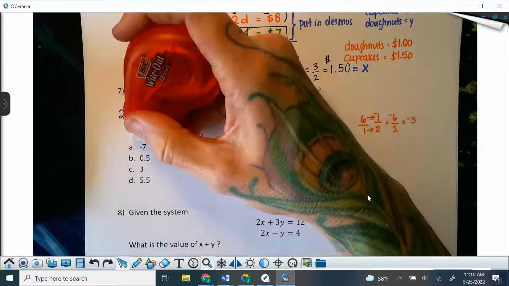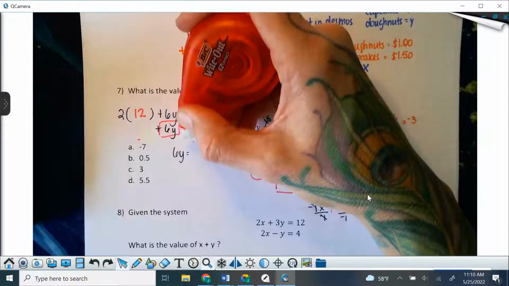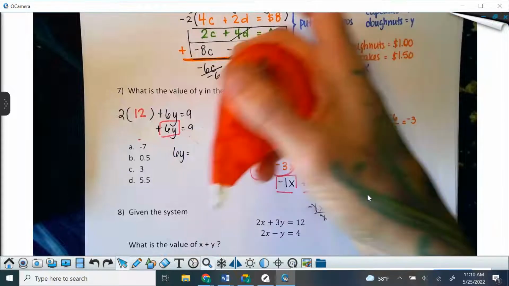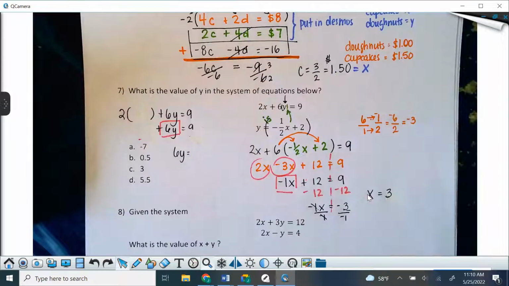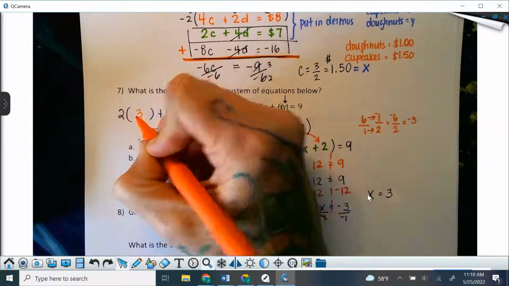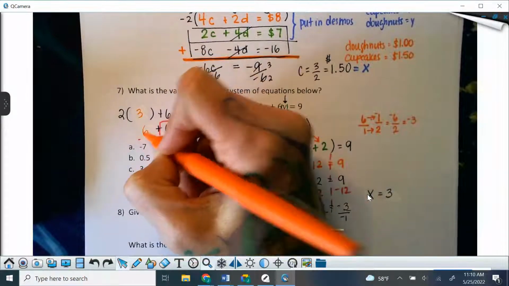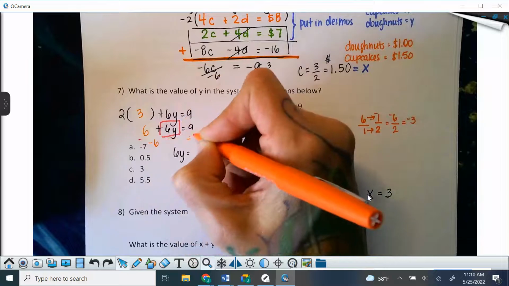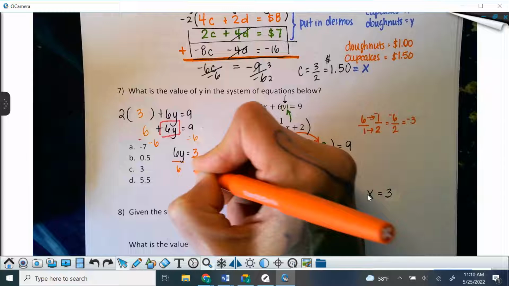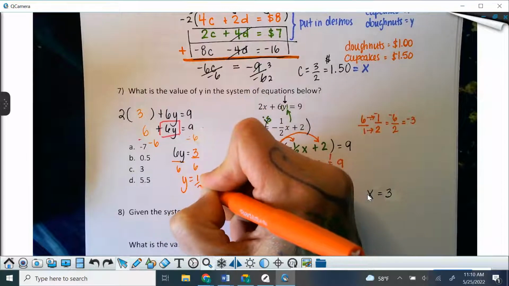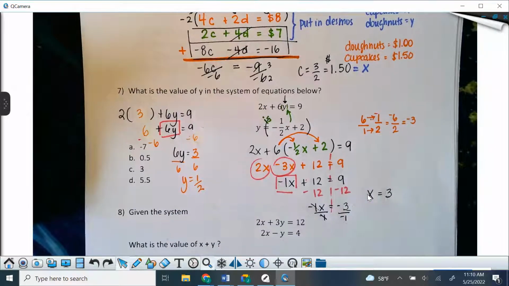So then this all changes. Two times 3 gives me 6. Subtract 6 from both sides. Divide by 6. Y equals 1/2. So big oops on my part. So y does equal 1/2. So it'd be B.